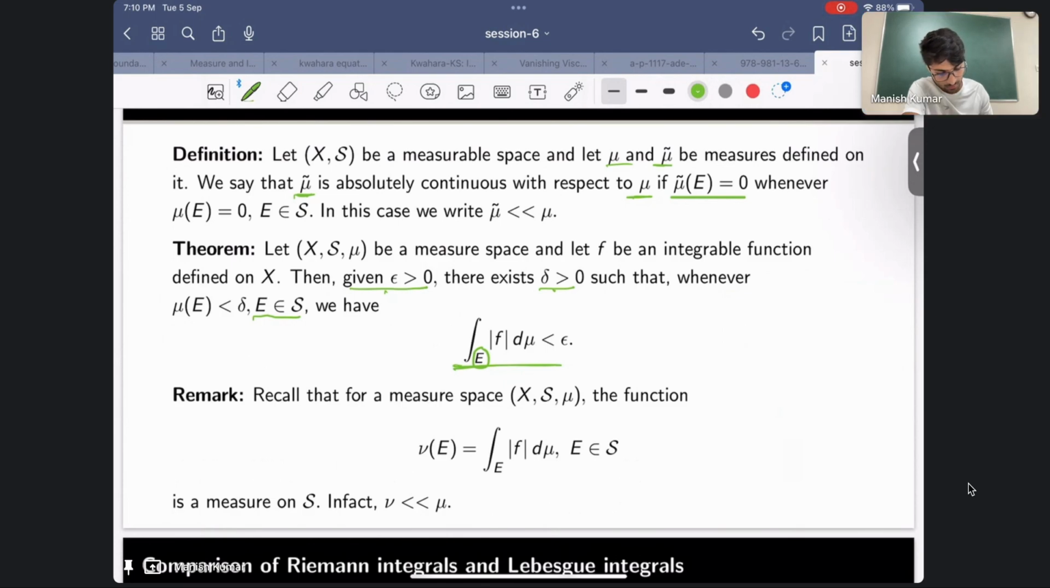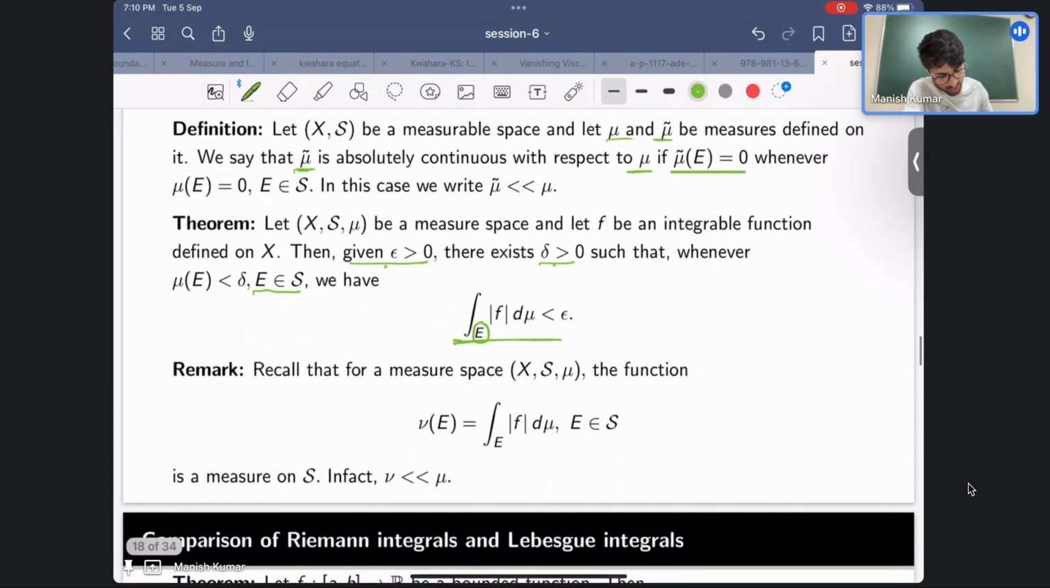Yeah, so this is another example. I showed you something like this in the last session: if the measure of E is 0. I have shown you that if you start with a measure space with measure mu, and you define a function like this, then this nu is also a measure. In fact, if mu of E is 0, then this integration is 0, and this implies that nu of E is 0. So nu is absolutely continuous with respect to mu.